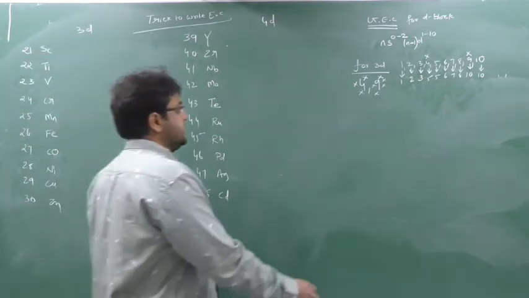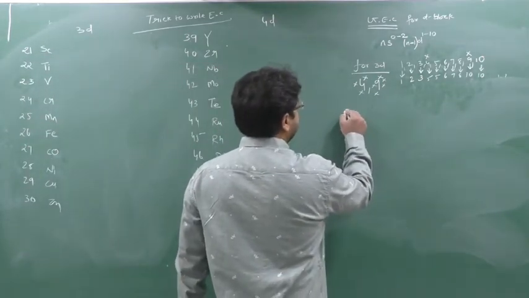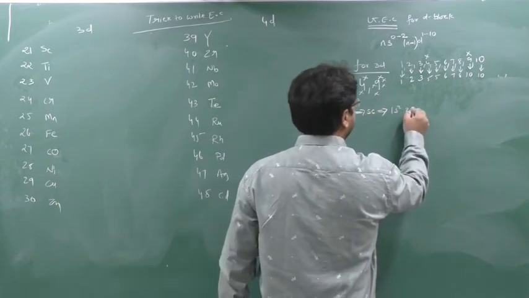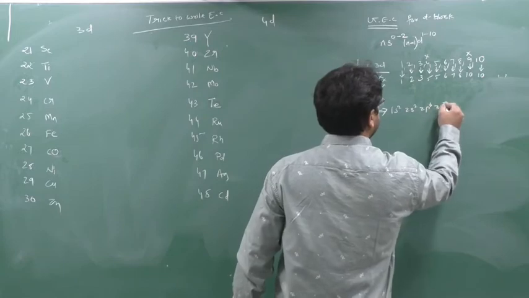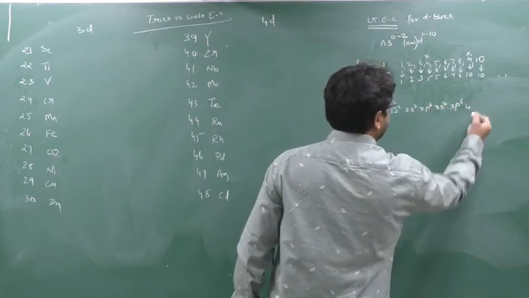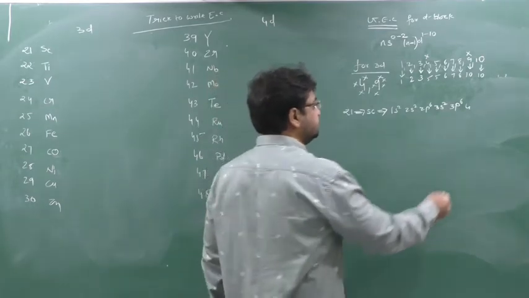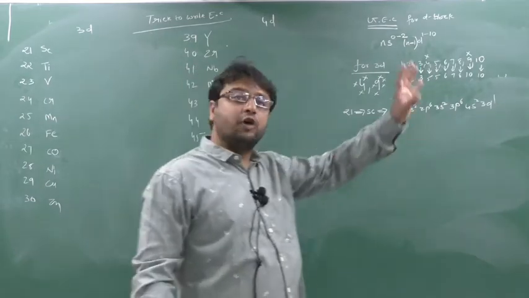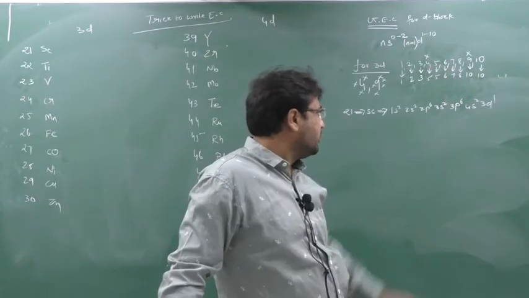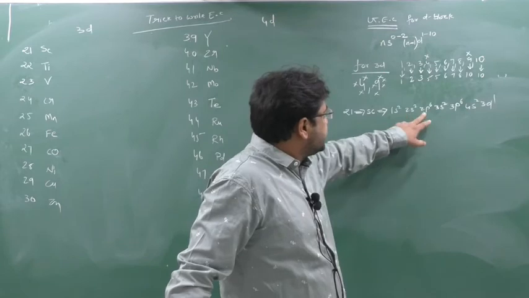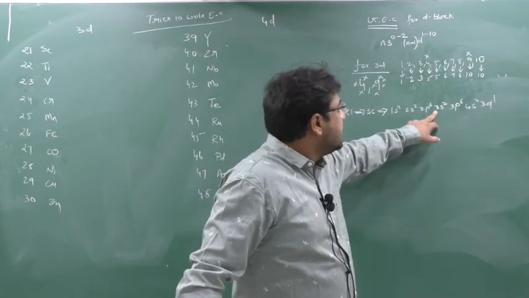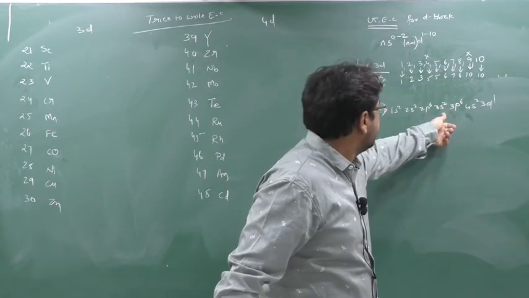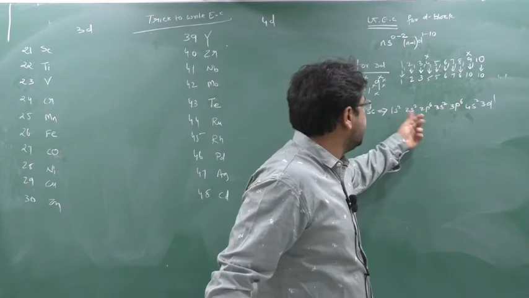Now first we will write down scandium. For scandium, the atomic number is 21. So 1s2, 2s2, 2p6, 3s2, 3p6, 4s2, then 3d1. This is the general electronic configuration, as I taught you to write by the Aufbau principle and Pauli's exclusion principle, which you all know. So 2 plus 2 is 4, 4 plus 6 is 10, plus 2 is 12, plus 6 is 18, plus 2 is 20, plus 1 is 21.